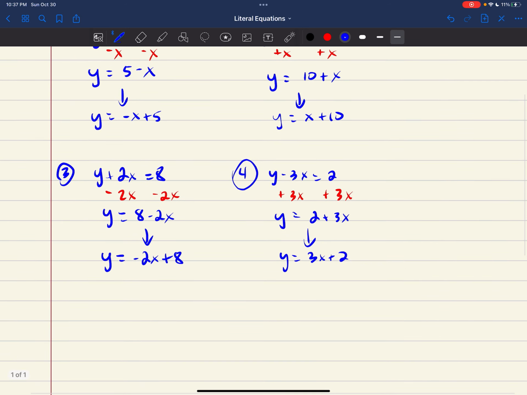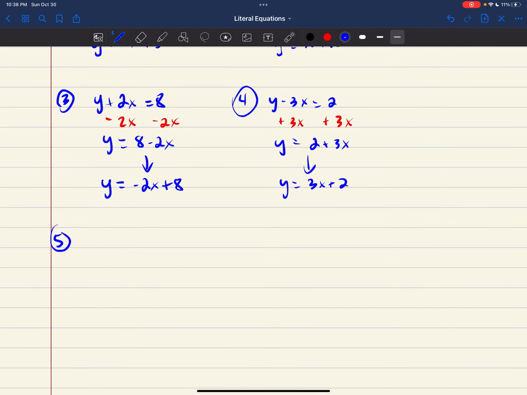And then, how about number 5? Y plus 2x minus 2 equals 0. Now, here's the thing. Again, my goal here is to get y by itself, but this time I have two things that are in the way. I need to make sure that I have all this on the other side of my equation. So let's subtract both sides by 2x.